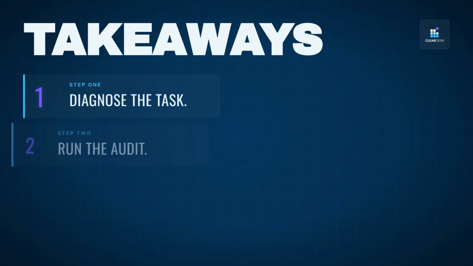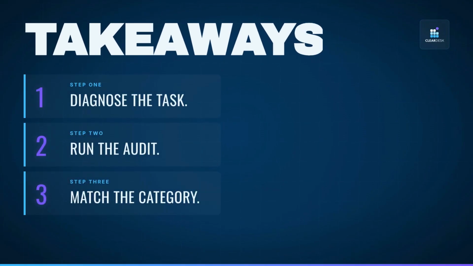Let's bring this together. Don't start with, "I need a VA." Start with, what specific task is costing me the most time? Run the 3-question audit. Watch for the warning signs. Match the category of VA, generalist, industry specialized, or functional specialist to what you actually found.